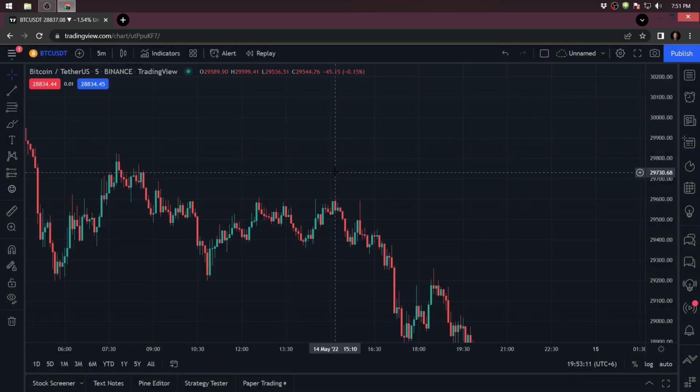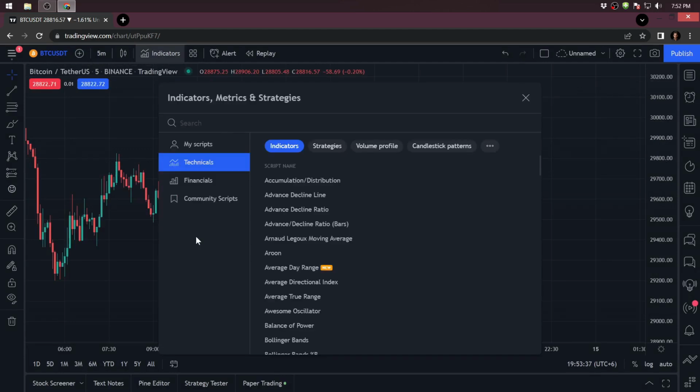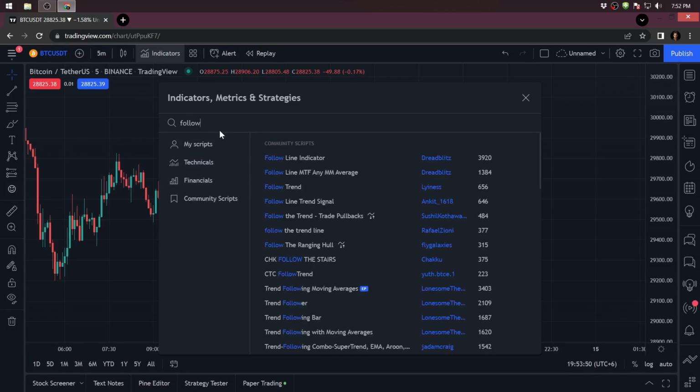So now I have to add two indicators. For that I simply go to the TradingView indicator library, and now I want to add the Follow Line indicator. So I simply write here "follow", and on the right side you can see one indicator, the Follow Line indicator by Red Bleeds. So I simply click to add it on my chart. Okay, we have successfully added our first indicator.